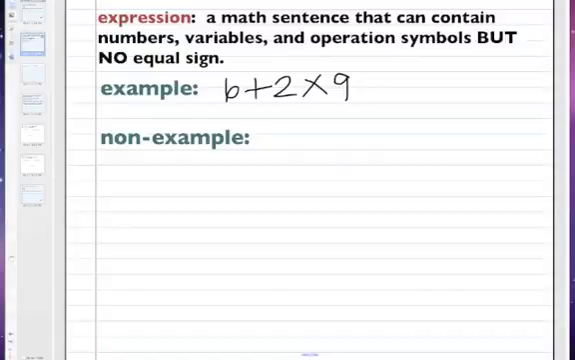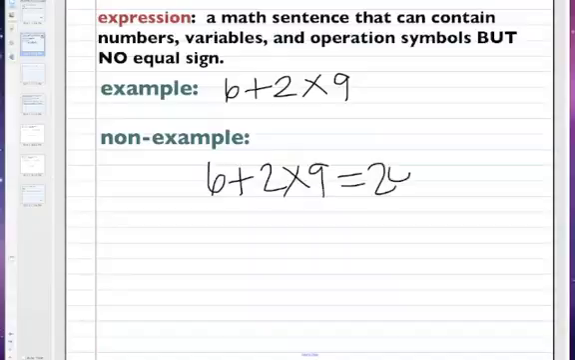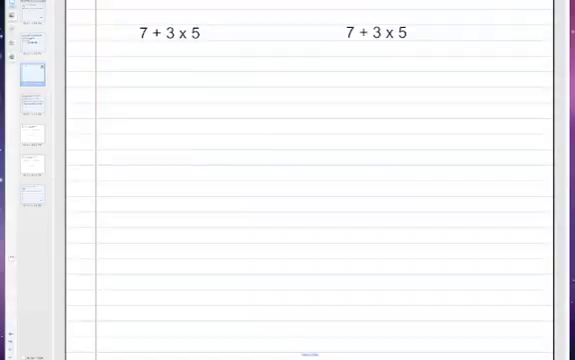A non-example would be 6 plus 2 times 9 equals 24. This would be called an equation because we know what it equals. We've evaluated it and found its value. Alright, so let's get into the order of operations.